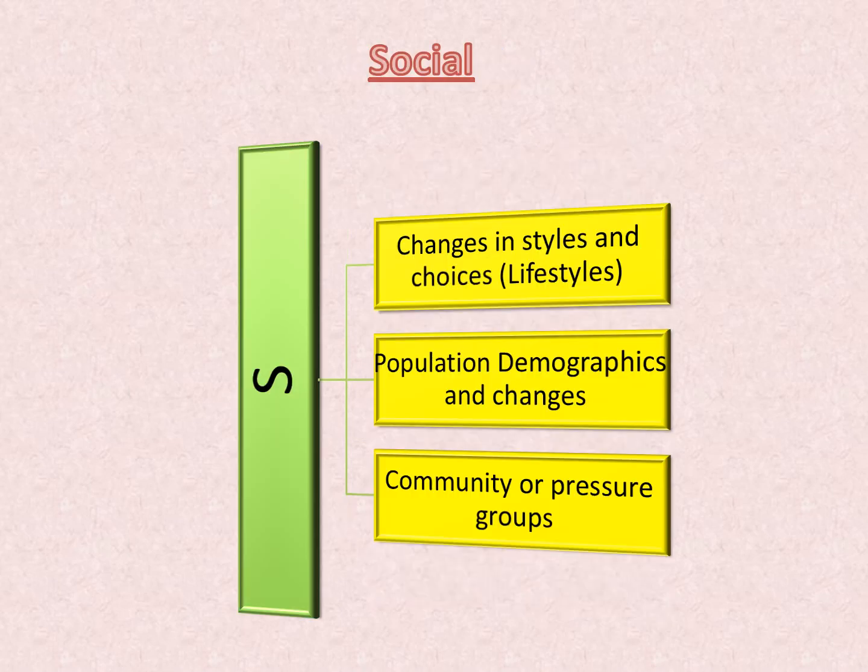So social factors. These could be changes in lifestyle and choices, so think about any style. A company would have to look at what the next seasonal range of clothing is and what lifestyle changes there are. Are people healthier, and therefore moving away from fatty foods? Population demographics and changes: think about the aging population in the UK. As people get older, different styles, lifestyles and tastes will occur. Have we got fewer people working because a lot more are retired?